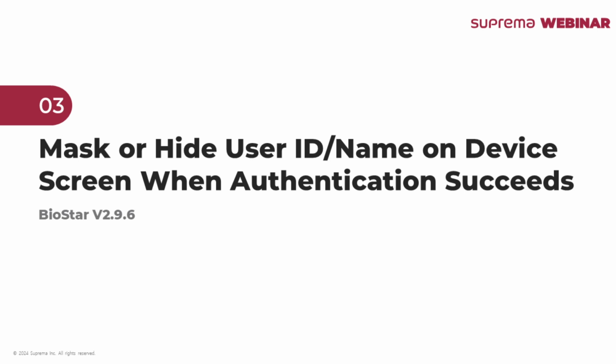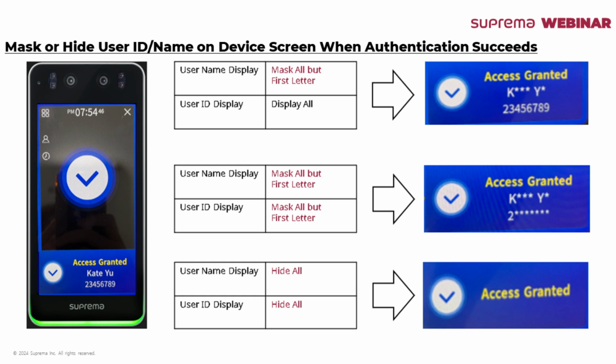Mask or hide user ID name on device screens when authentication succeeds. With the enhancement of security measures, Suprema devices with LCD display now provide options for setting to partially mask or completely hide the user ID and username displayed on the device's authentication success screen.